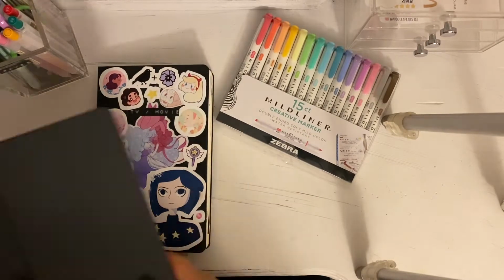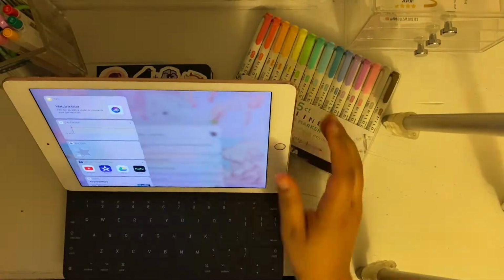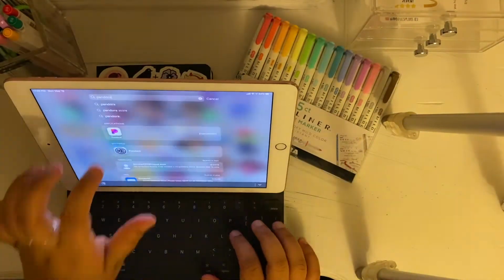Mercedes here, and today we are making two bullet journal spreads. Yes, buy one, get one free here.